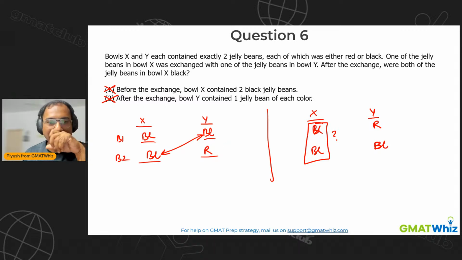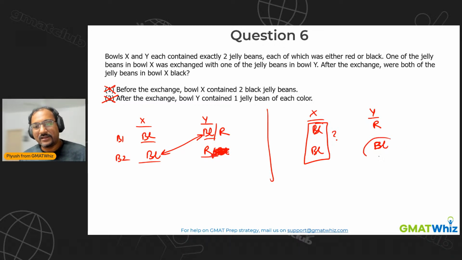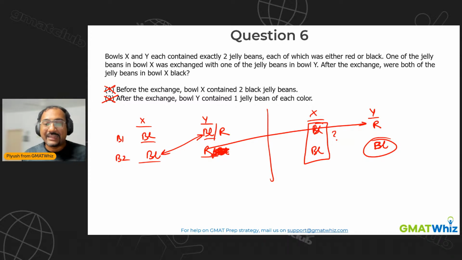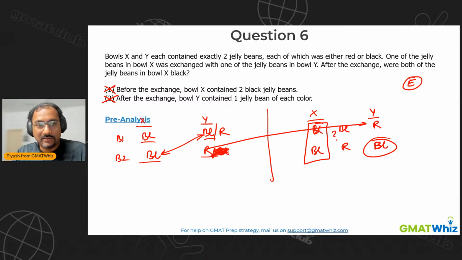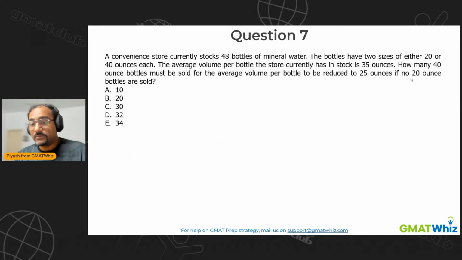Or it is also possible that there was a red jelly bean here, which was exchanged with a black jelly bean here, and that way we will end up getting a black jelly bean in Y after the transfer, and a red one is this one which is already there. But in that case I will end up with X as B, L, R, and R after the exchange. So both options exist. So even if I combine both statements together, I cannot answer the question. So the answer will be E. Okay. Now let's move to question number 7.